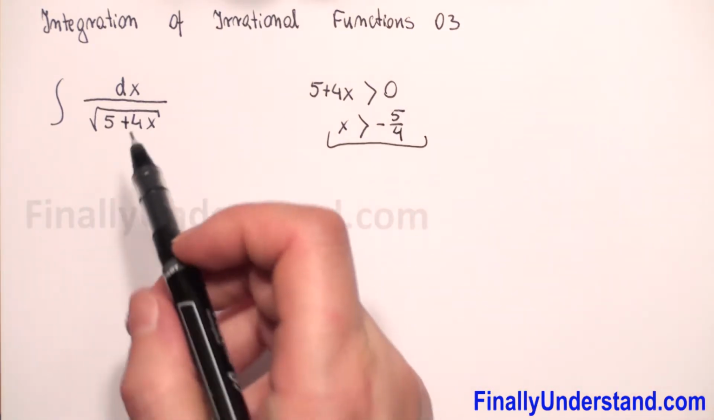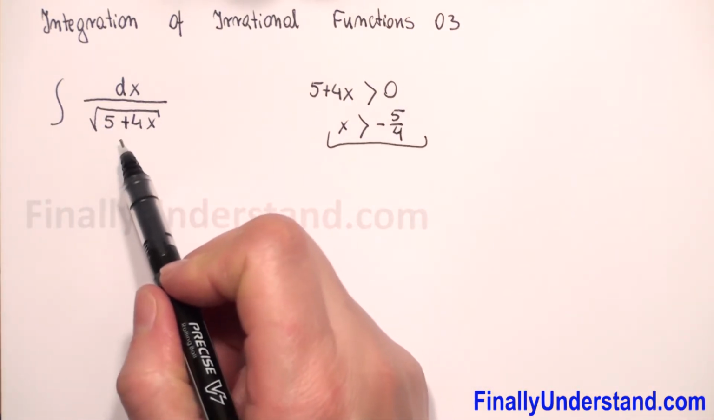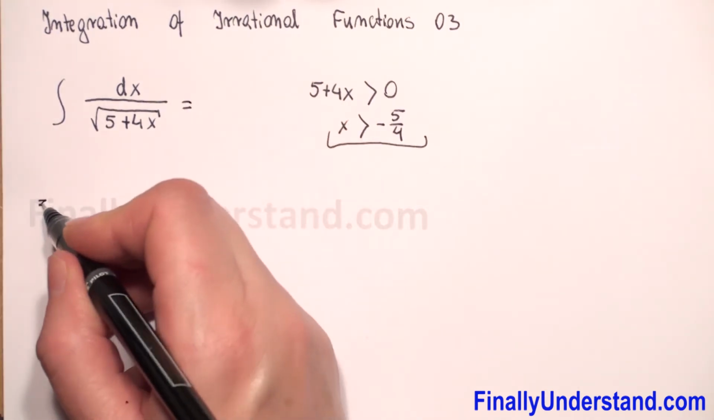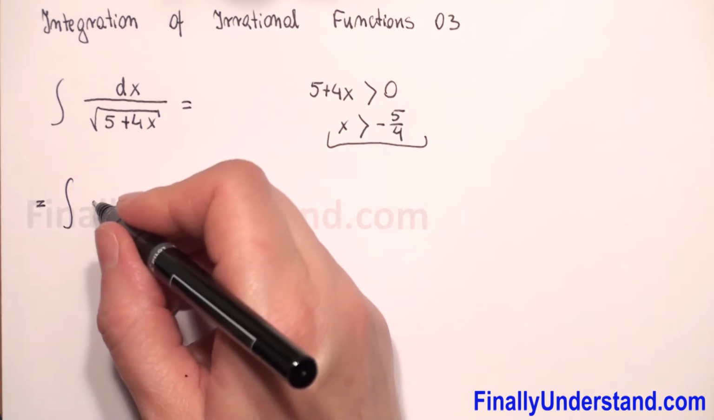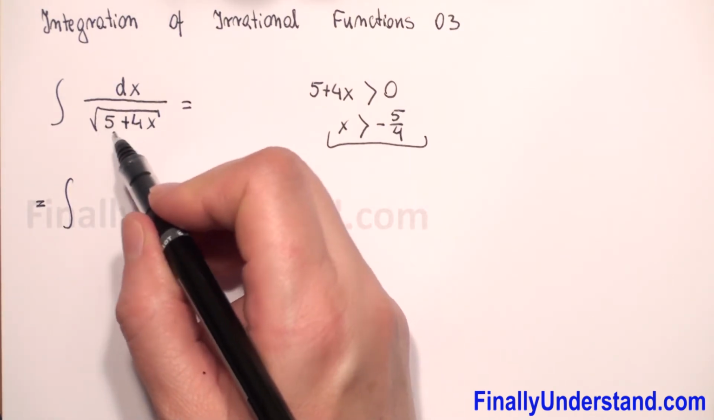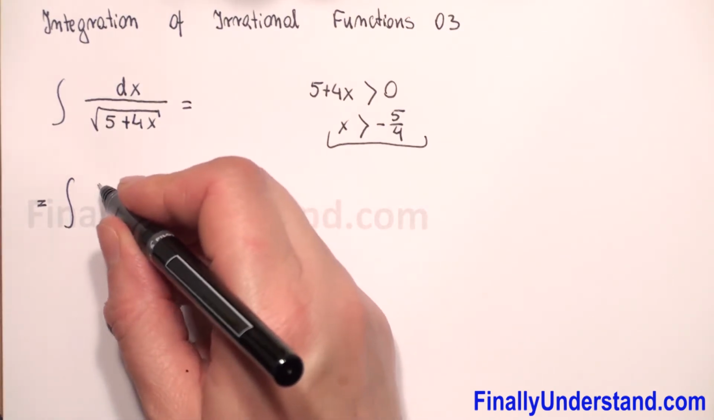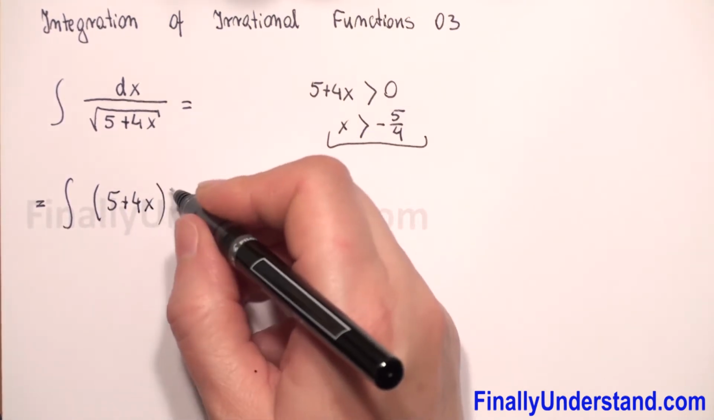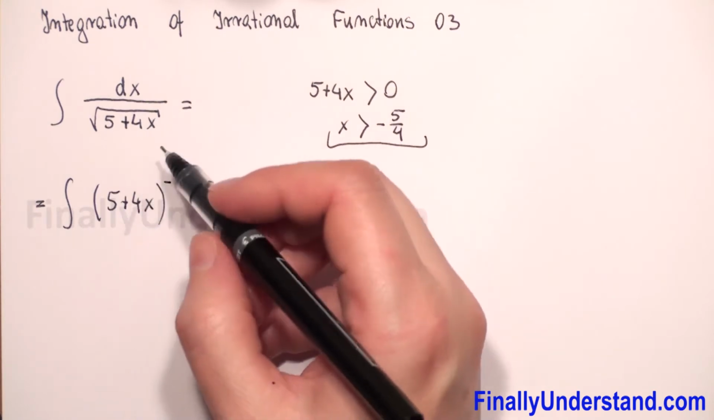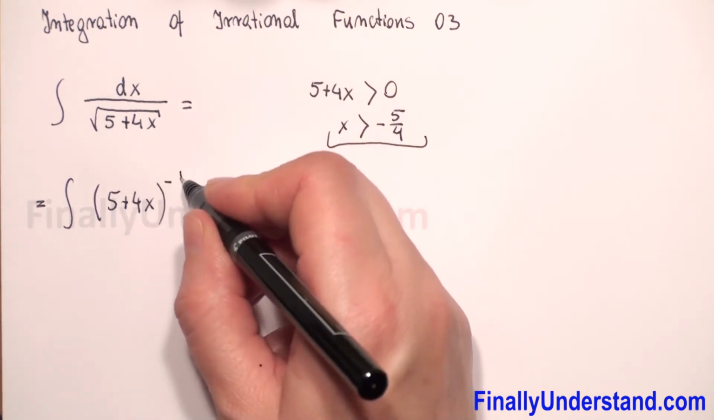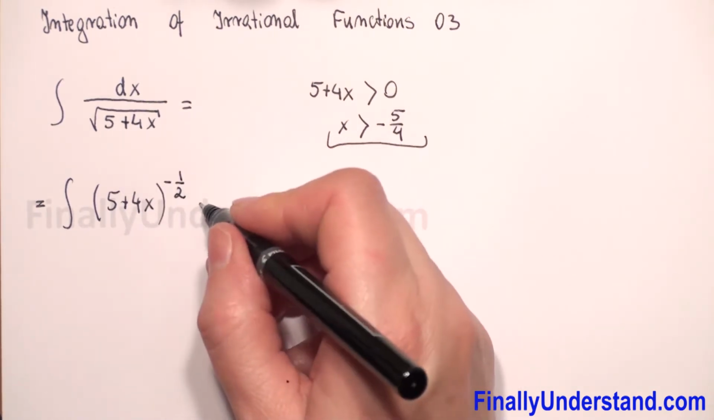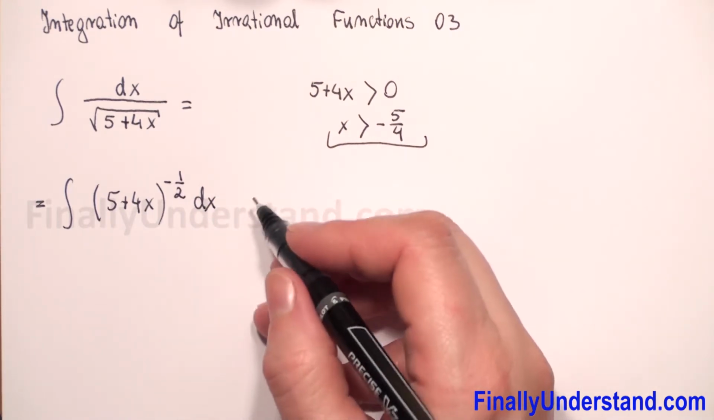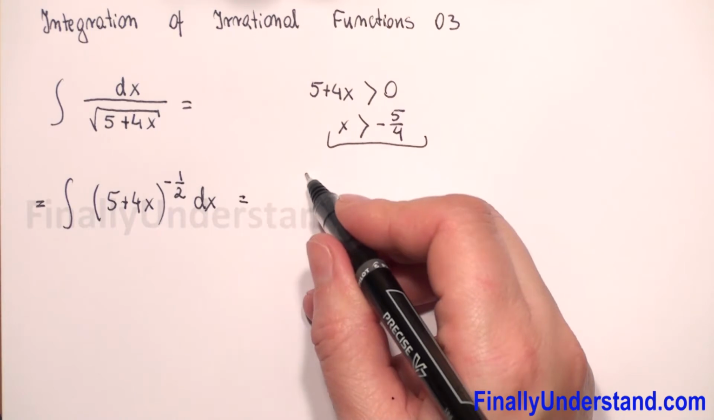Next, I will change the square root to power form. So this is equal to the integral of, because we have a square root in the denominator, 5 plus 4x to the power negative 1 over 2 dx. Next, to solve this integral, we will use the substitution method.